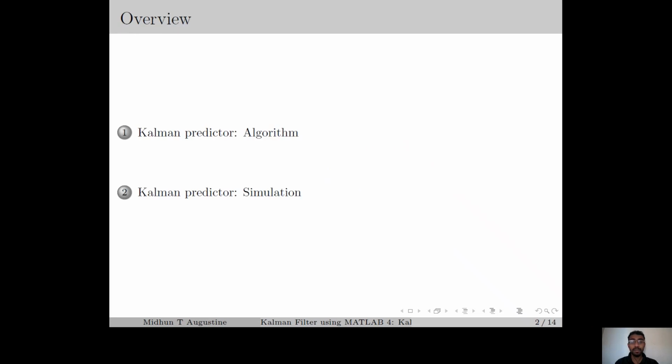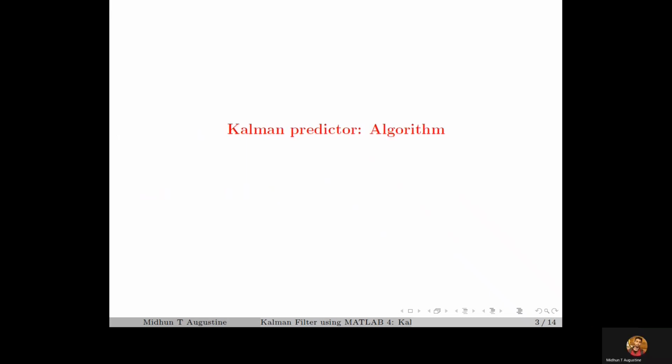Here is the overview. We start with a brief recall of the Kalman predictor algorithm from the previous lecture. Then we move on to the numerical examples and the simulation of the Kalman predictor. Let's start with the Kalman predictor algorithm.